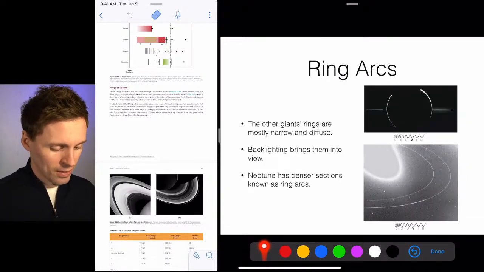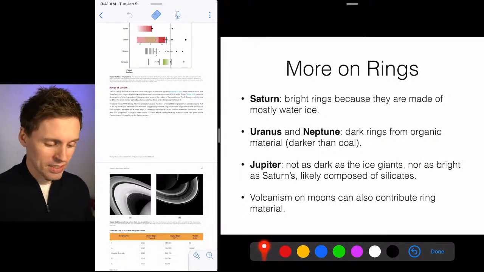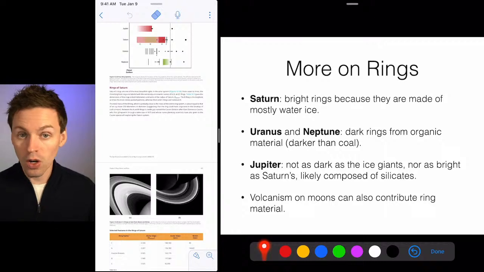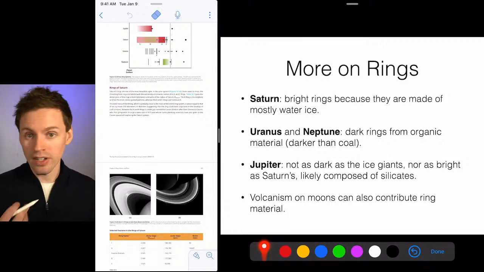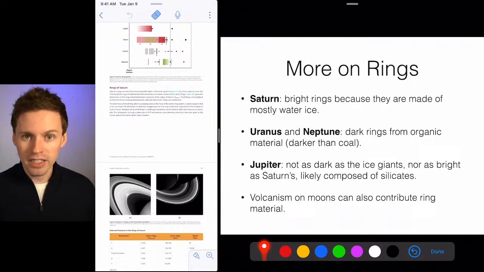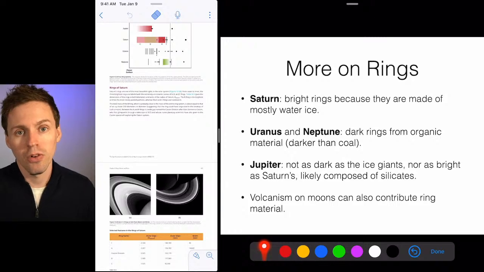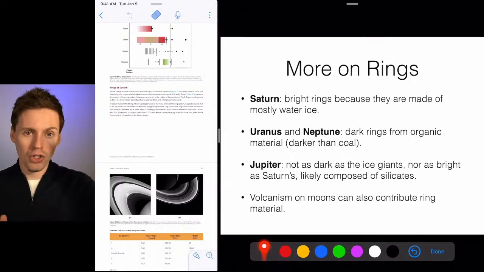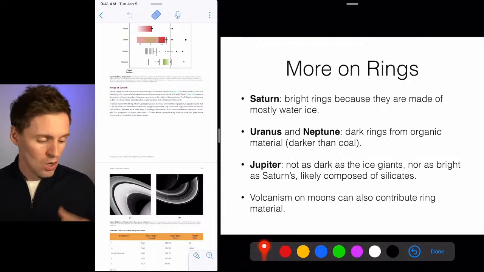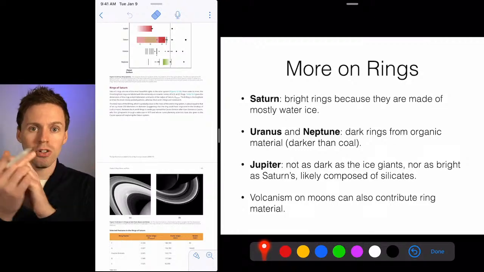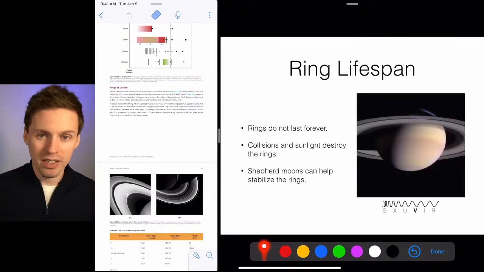Okay. So Saturn's rings are bright because they're made of mostly water ice. Uranus and Neptune, darker than coal, so you can't really see them. They don't reflect the light. Jupiter's not as dark as the ice giants, but they're not as bright as Saturn's. Silicates made of things like that. So two theories of ring formation: a moon shoots volcanic material out into space, which gets trapped around the moon and orbits it, or a moon falls apart, gets crushed over time, cracks apart, breaks into smaller pieces, and that becomes a ring.